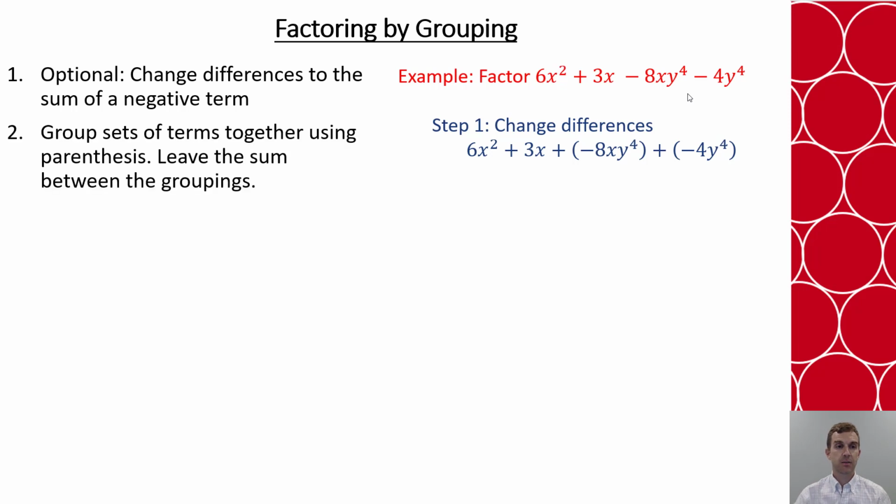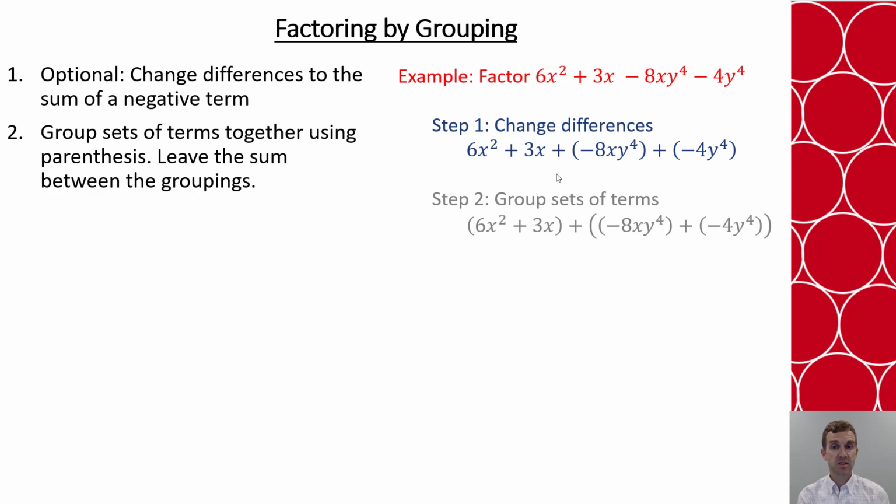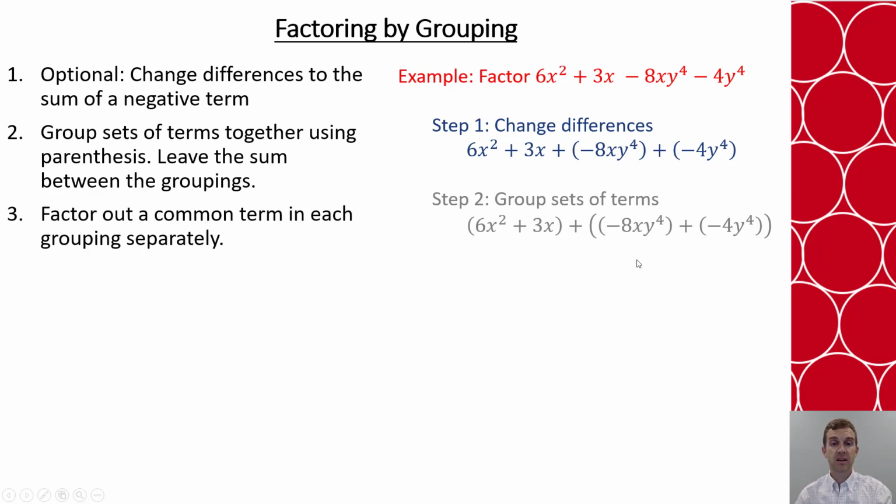So my second step then is to group the first 2 terms together and then group the last 2 terms together. And by doing so, I'm able to leave that plus in between the 3x and the negative 8xy to the fourth. That's why it's very helpful to change this to plus and negative when needed. So here's my grouping then. So I group 6x squared plus 3x, and then I group negative 8xy to the fourth plus negative 4y to the fourth. My third step then is to do monomial factoring on each of these groups individually.